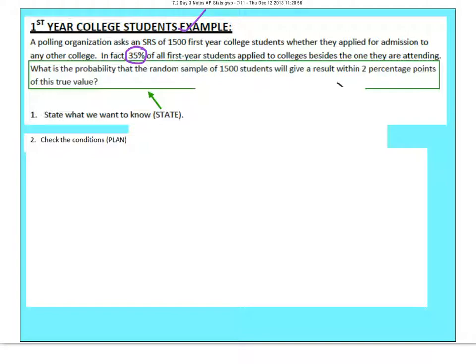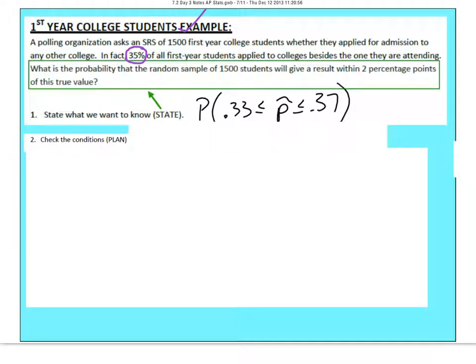So what is it that I want to find? I'm going to state the problem short and sweet. What is the probability that the p-hat is within 2 percentage points, so not too low and not too high, between 0.33 and 0.37? I can compute this probability using normal CDF if I check the conditions and show it's approximately normal. So you must show random, independence, and normalcy. Going forward, for the rest of the book, you must show the conditions.